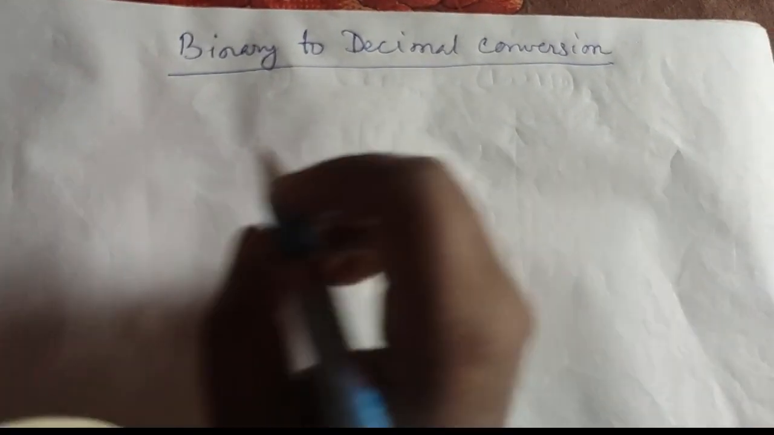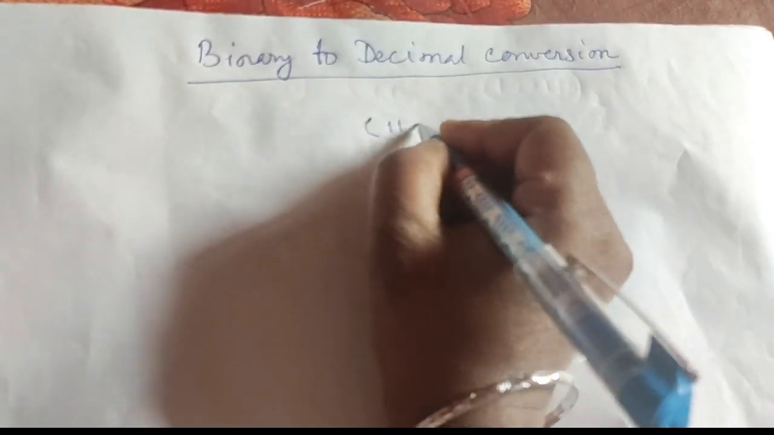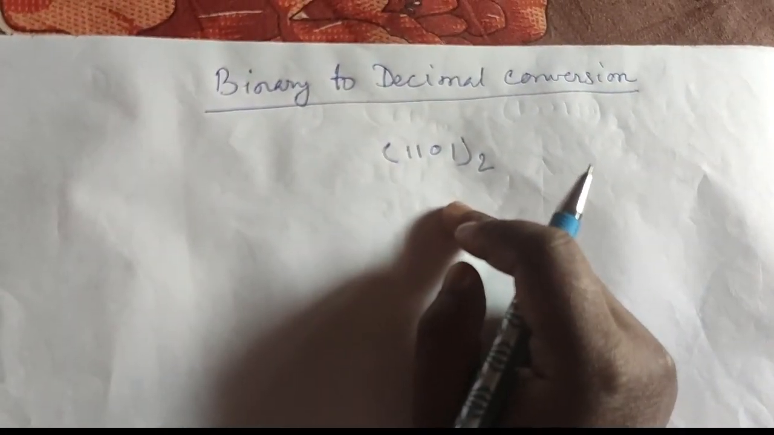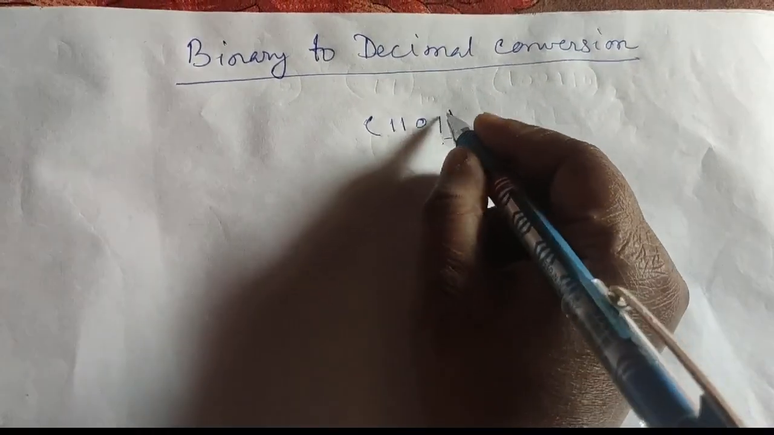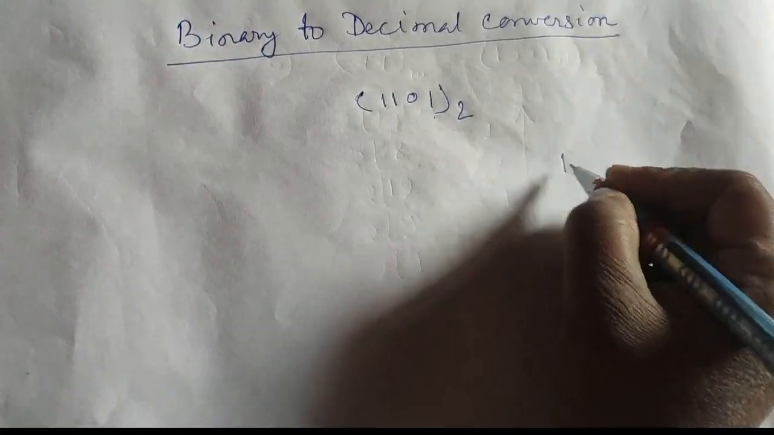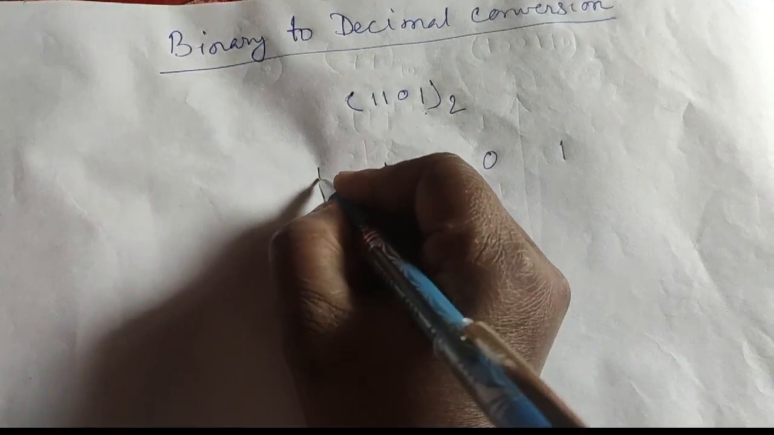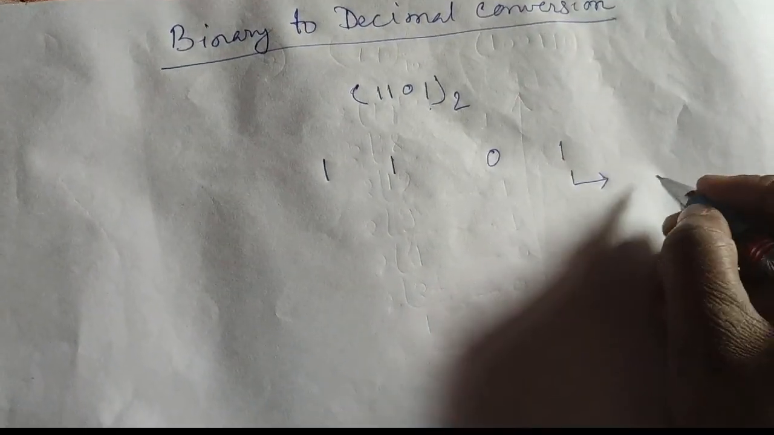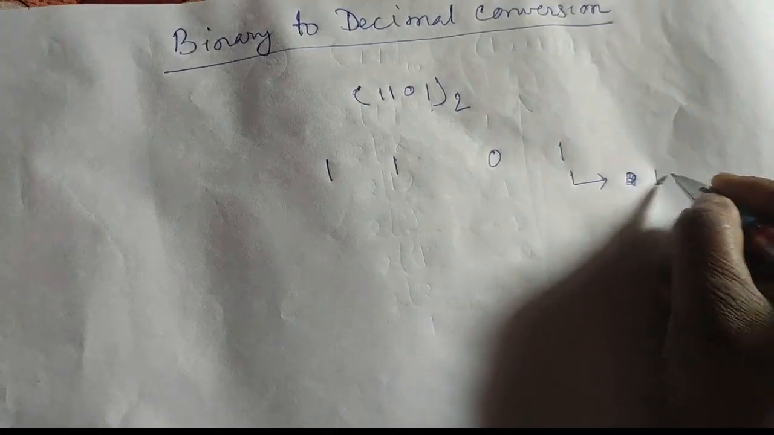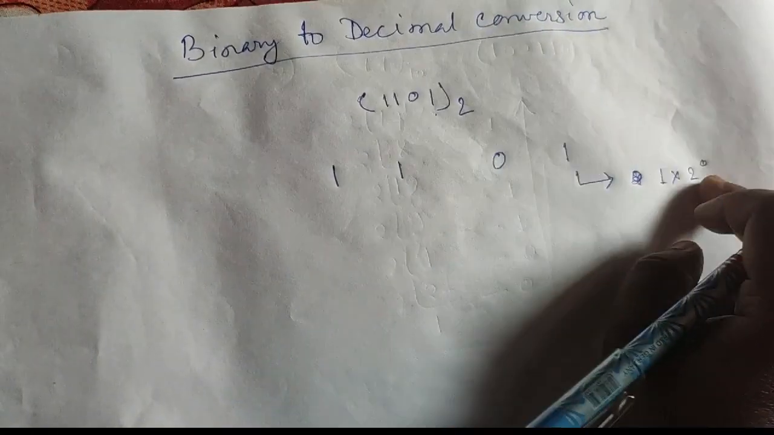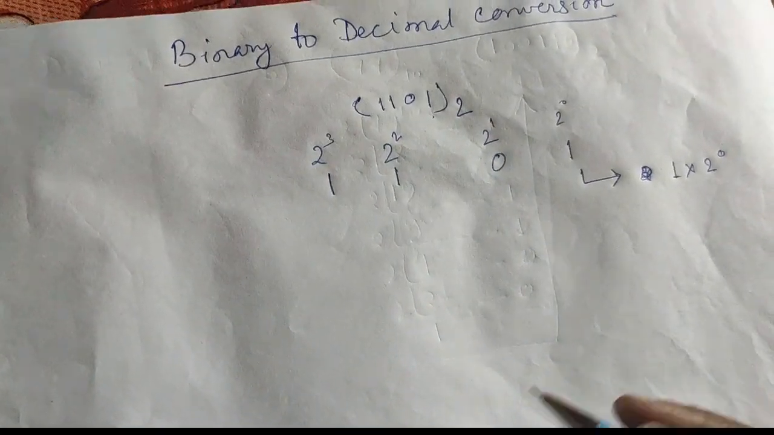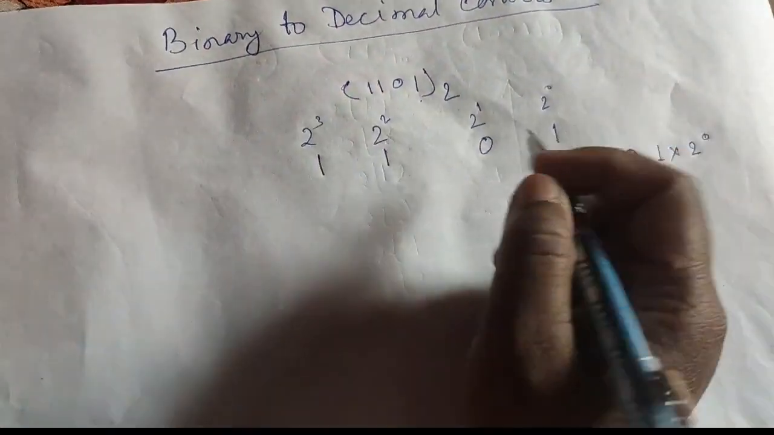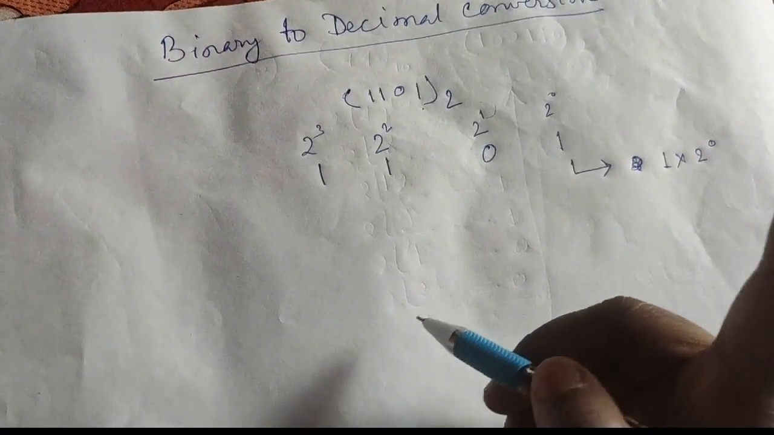Now what will we do? See, let's take the example 1101. This is in binary form. We will convert it to decimal form. So let's start from the extreme right position. I will write this 1, then 0, then 1, then 1. 1 into 2 to the power 0. For this position it is 2 to the power 0. For this position it is 2 to the power 1. For this position it is 2 to the power 2. For this position it is 2 to the power 3. From the extreme right we will start and move up, increasing this value by 1.